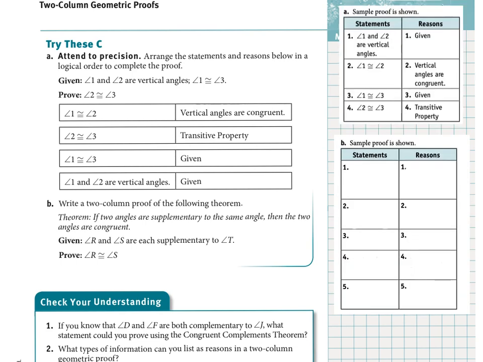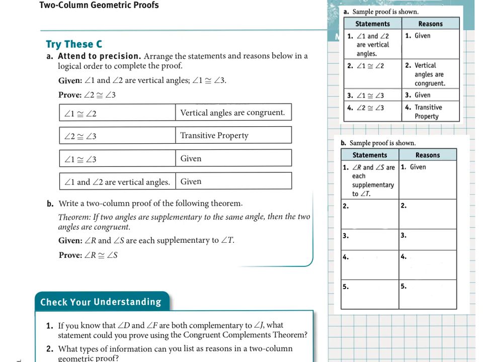To help you out on this one, I started to set up the 2-column proof of statements and reasons. I'm going to tell you that there are going to be 5 steps here, but I want you to see if you can fill in what the first statement and reason would be. Hopefully you know our reason is always going to be given for that first step, and that the statement is that angle R and angle S are supplementary to angle T. So I'm going to go ahead and show you that. If you weren't able to get that down, go ahead and pause the video right here so you are able to do that.